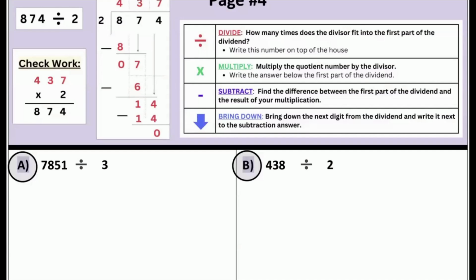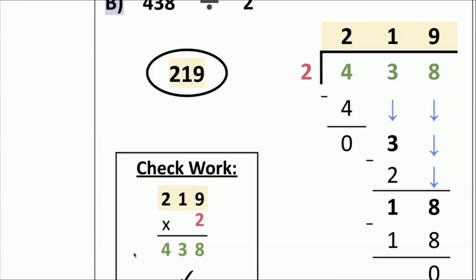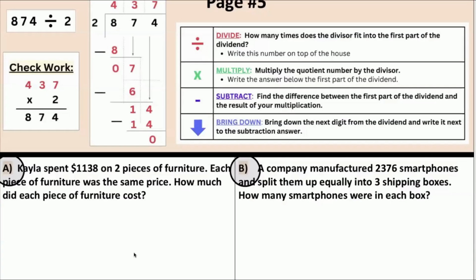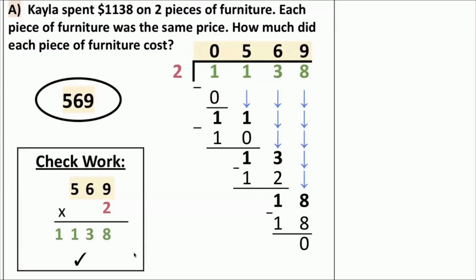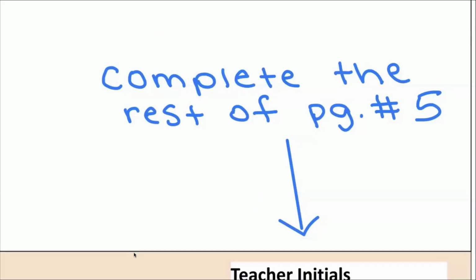On page 4, complete problems A and B, then come back to the video to check your work. Check your work for problem A. Check your work for problem B. Complete the rest of page 4, then check in with your teacher to get more feedback. On page 5, complete problems A and B. Pause the video, then come back to check your work. Check your work for problem A. Check your work for problem B. Complete the rest of page 5, then check in with your teacher to get additional feedback.